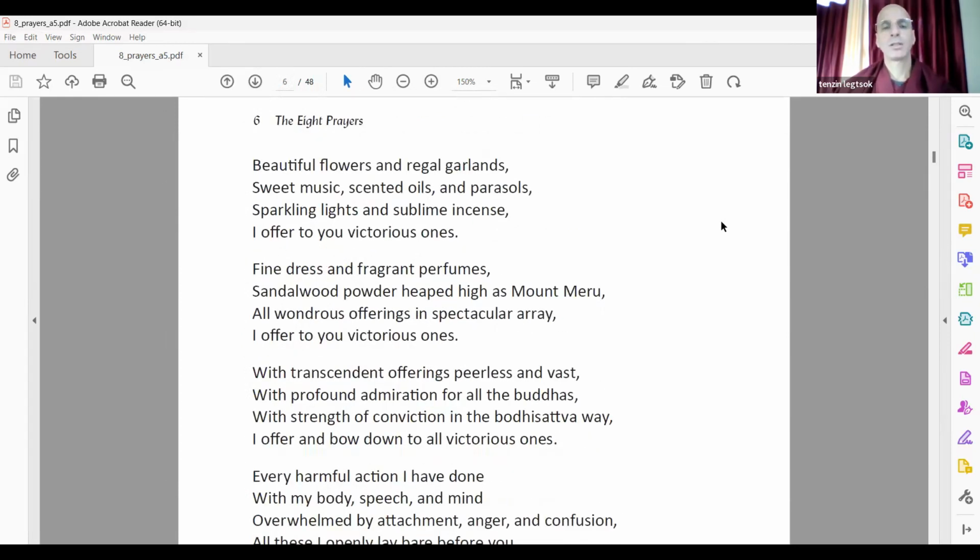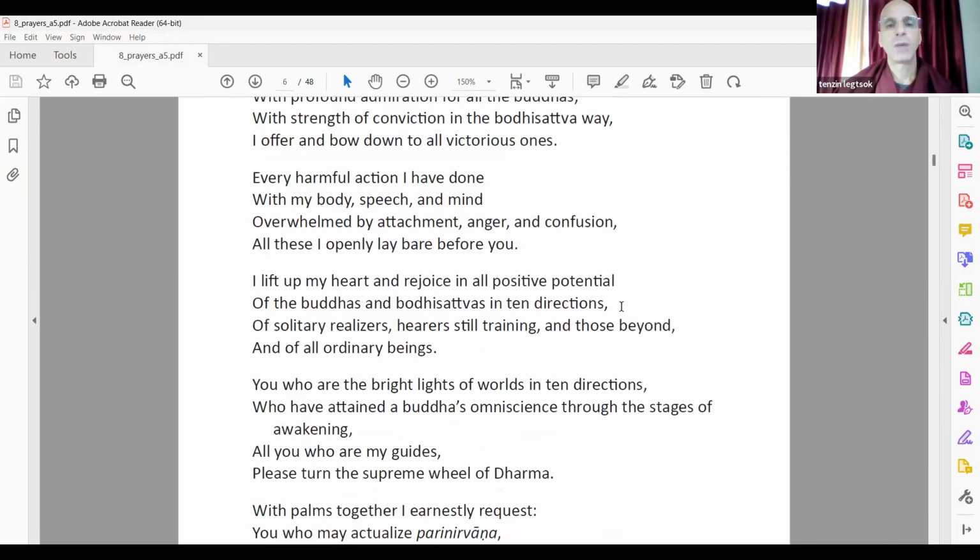Beautiful flowers and regal garlands, sweet music, scented oils and parasols, sparkling lights and sublime incense, I offer to you victorious ones. Fine dress and fragrant perfumes, sandalwood powder heaped high as Mount Meru, all wondrous offerings in spectacular array, I offer to you victorious ones. With transcendent offerings, peerless and vast, with profound admiration for all the Buddhas, with strength of conviction in the Bodhisattva way, I offer and bow down to all victorious ones. Every harmful action I have done with my body, speech, and mind, overwhelmed by attachment, anger, and confusion, all these I openly lay bare before you.